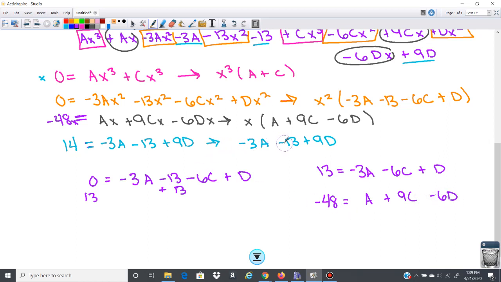And then this last one here, I do look like I need to move something over. So let's see, I've got 14 equals negative 3a minus 13 plus 9d. So let's go ahead and add 13 to both sides. And that's going to give us 27 equals negative 3a. We don't have a c term, and then plus 9d. Okay, so now we have a system of equations. Let's go ahead and solve that.